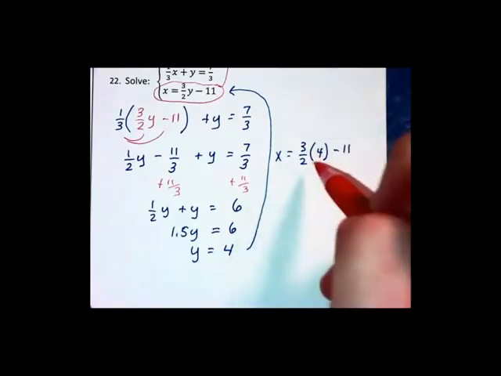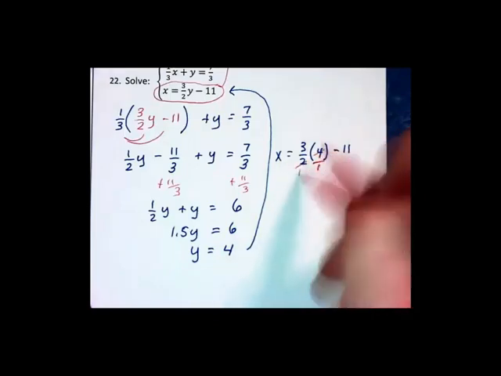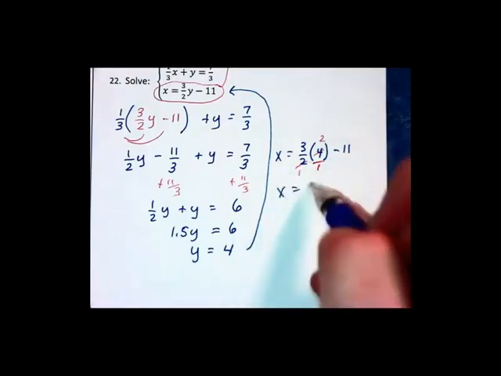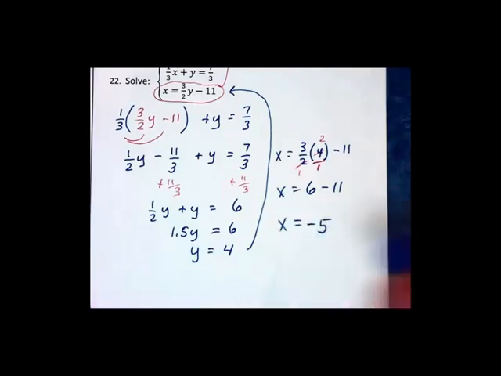Now that 4 really is a 4 over 1. So if we cancel on the diagonal, we get a 1 and a 2 there. And so we get 3 times 2, that's a 6 minus 11. And so x equals -5.